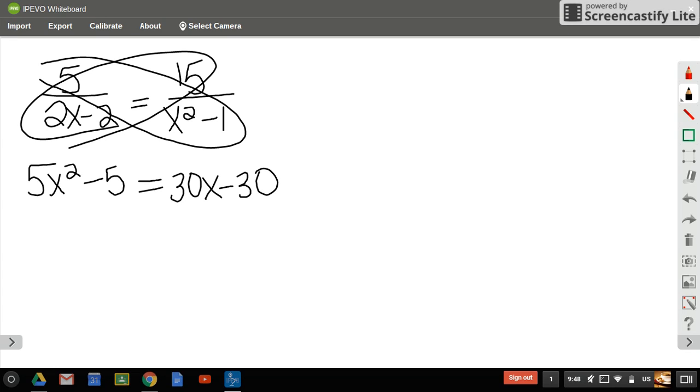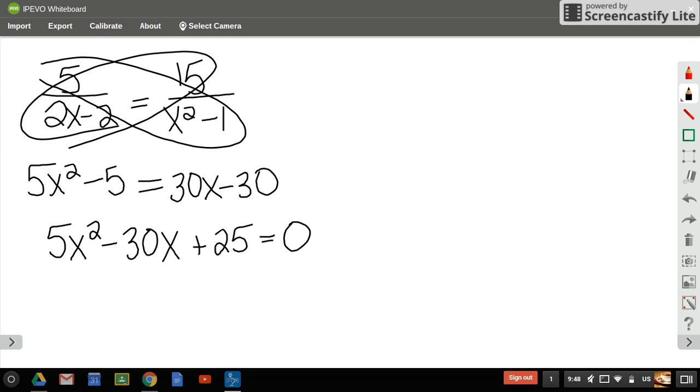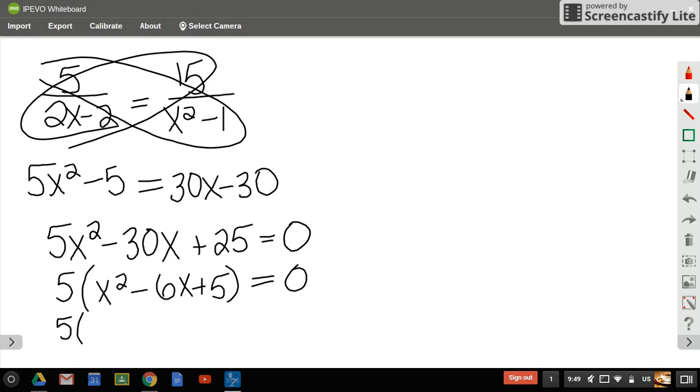And this is a quadratic equation, so we can move everything to one side. We get 5x squared minus 30x plus 25 equals 0. And here we have a GCF of 5, so we can take that out. We get x squared minus 6x plus 5. Now that's a nice, easy factorable equation. We have 5 times x minus 5, x minus 1. And so we get our final answer is x equals 5 or 1.